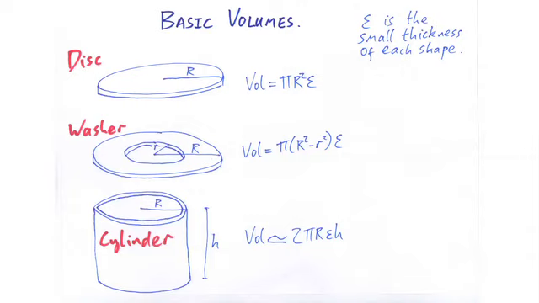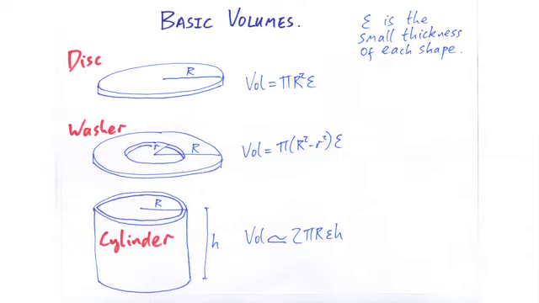So that's just pi r squared times epsilon. The washer, you can think of as a disk of radius big R, and then you've drilled out a smaller disk of radius little r. So I can figure out the volume of the washer by subtracting the volume of the little disk from the volume of the big disk. So the volume works out to be this formula, pi times big R squared minus little r squared times epsilon.